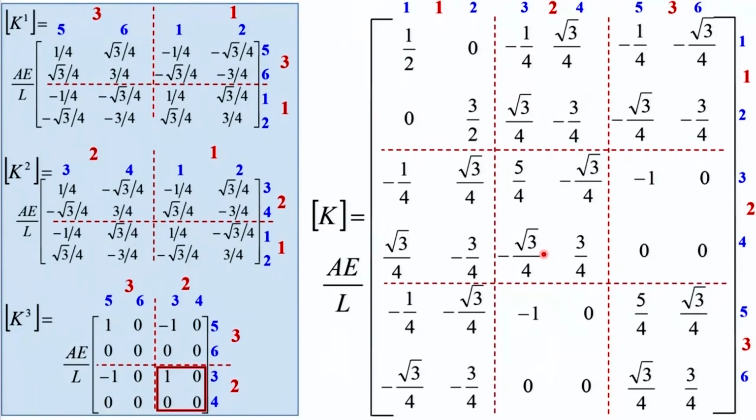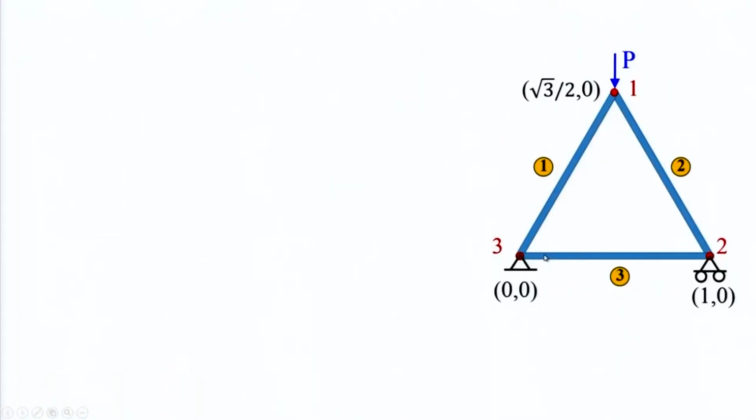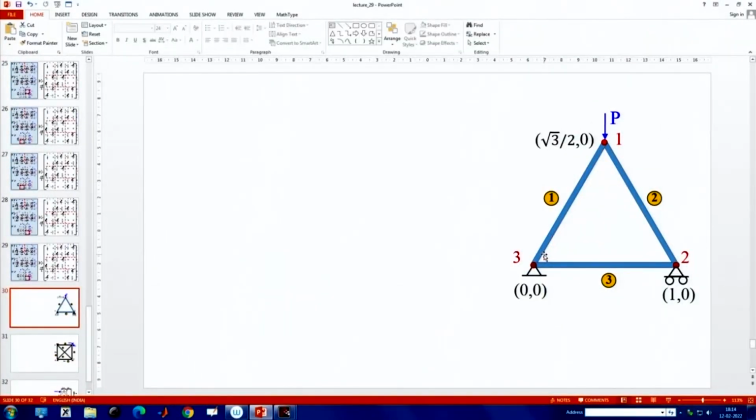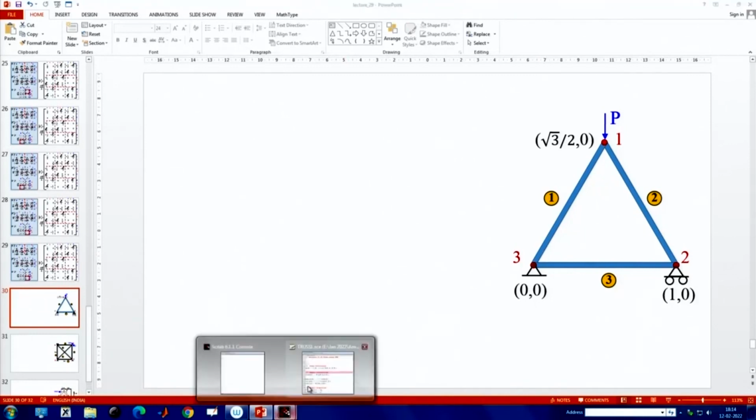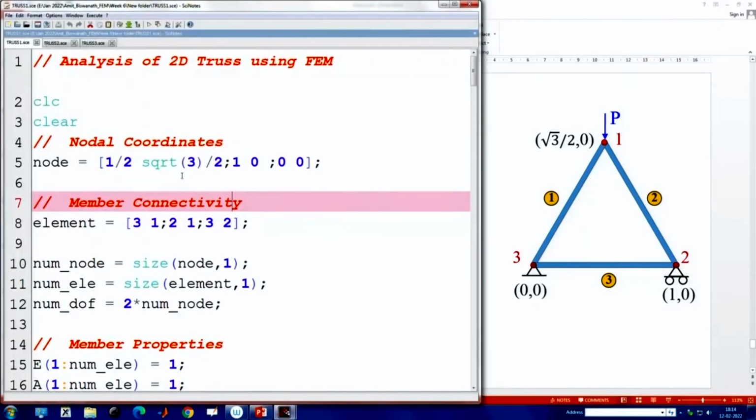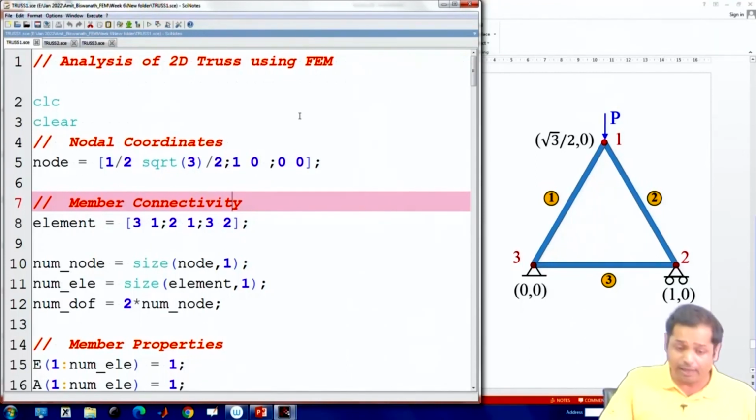Okay. Now, with this, let us take this example once again and then write the program. Now, this is the program for analysis of 2D truss using the finite element method. This is written in Scilab. The reason why Scilab is used is because it is freely available. You can download it and use it.